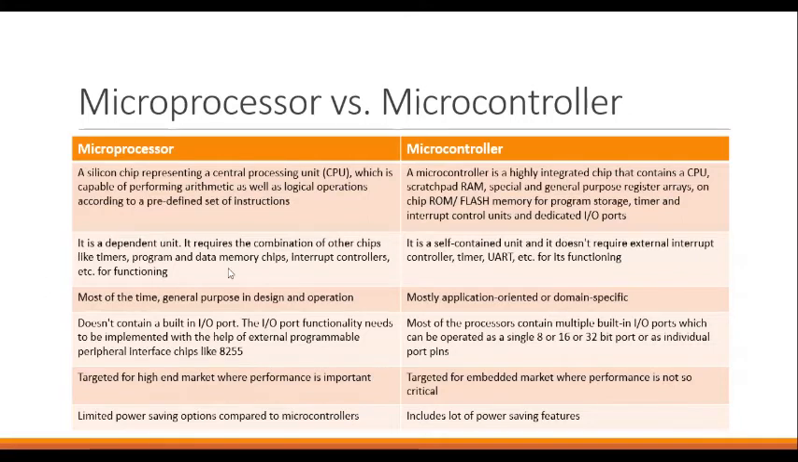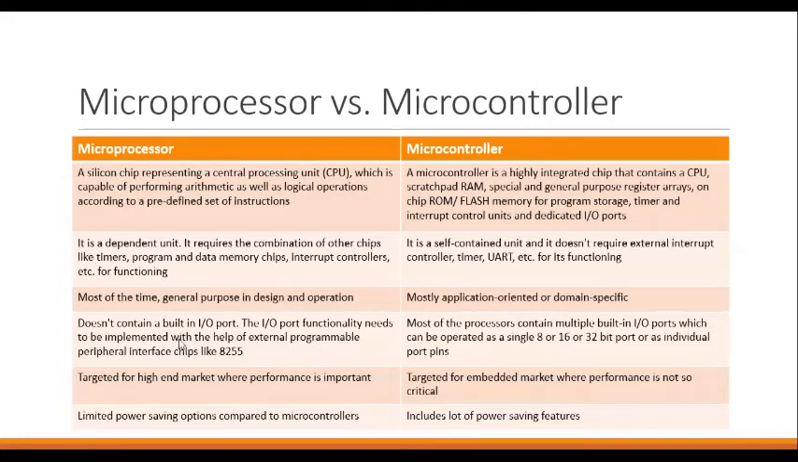A microprocessor is a dependent unit. That means it cannot function on its own. It requires a combination of other chips like timers, program and data memory chips, interrupt controllers, IO ports, and all of the things for functioning. A microcontroller is a self-contained unit. It doesn't require an external interrupt controller, timer, UART, and other interfaces for its functioning. It is also called a computer on a chip. Most of the time, a microprocessor is general purpose in design and operation, whereas a microcontroller is mostly application oriented or domain specific. So in embedded systems, in most cases, we use microcontrollers.